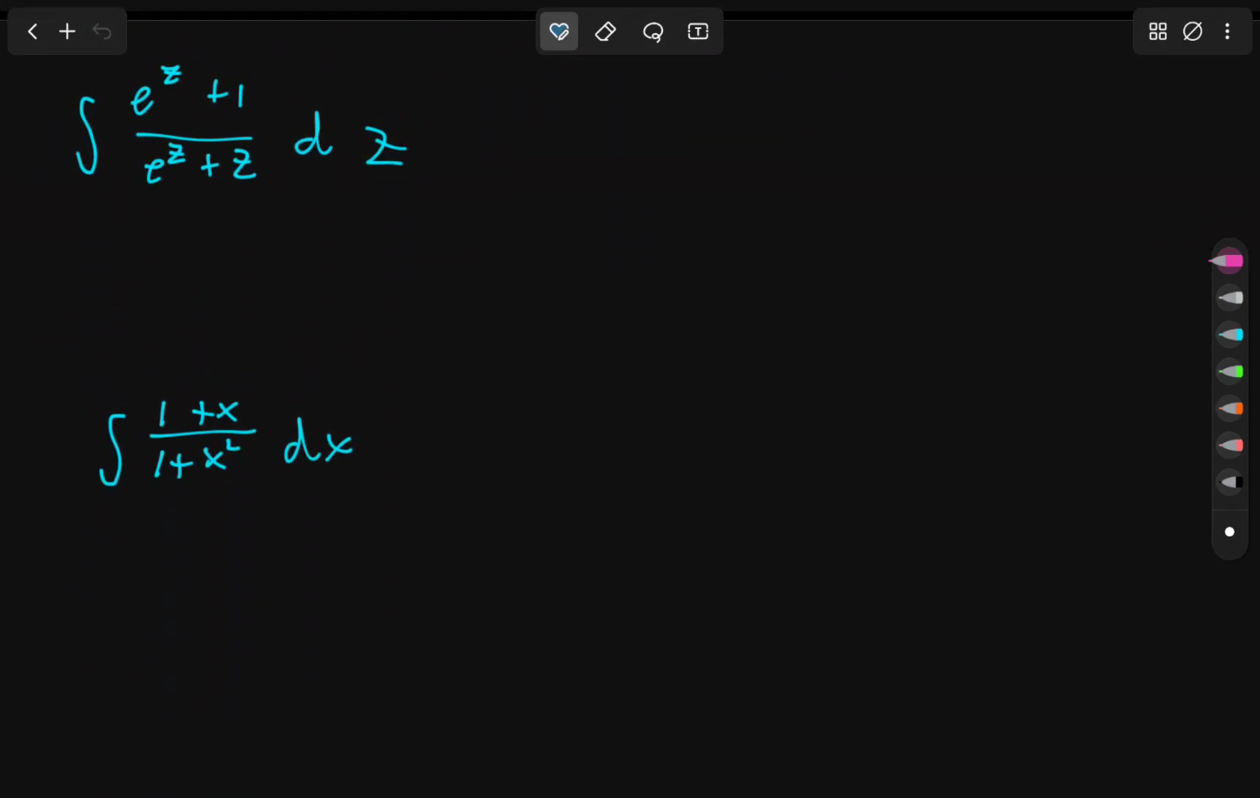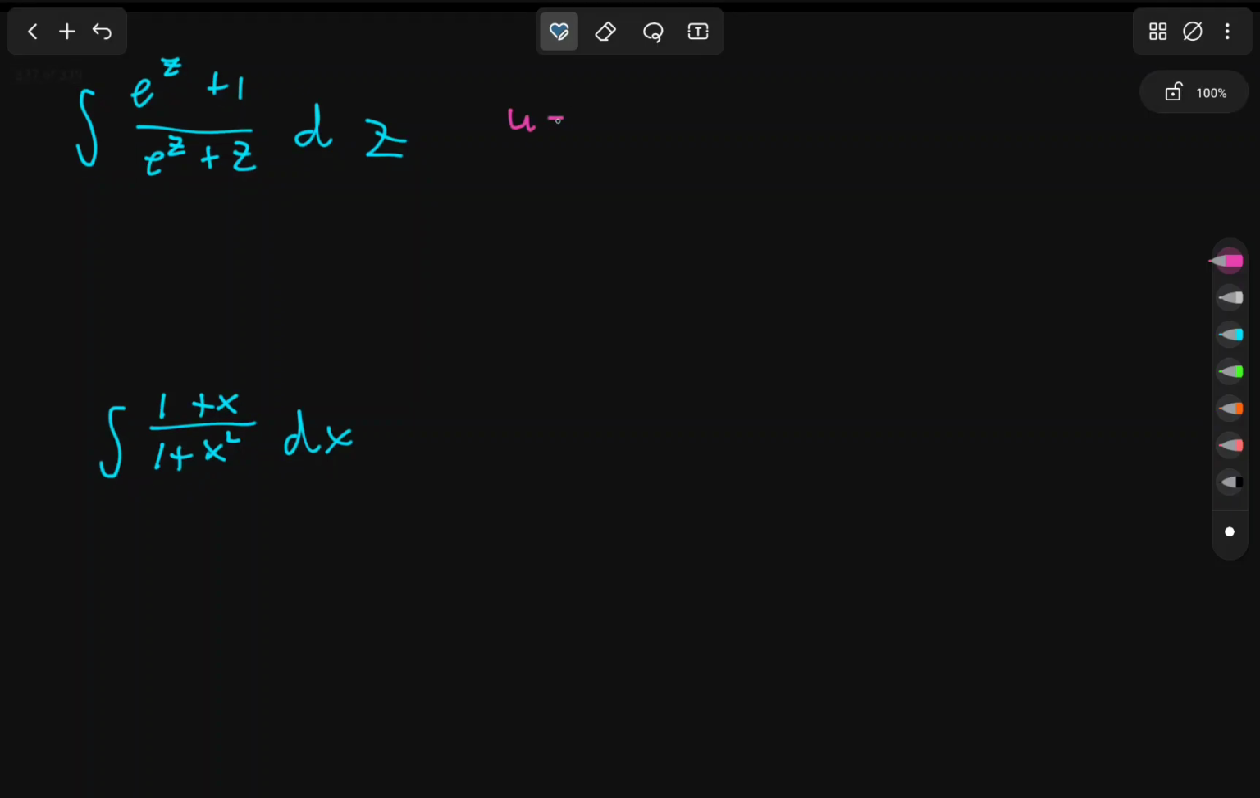For this next integral, I think a very good place to start with most integrals is setting u equal to the denominator. So we'll say u is equal to e to the z plus z. So then our differential du must be equal to e to the z plus 1 times dz. Now we need to solve for this differential dz. So in this case, we'll get du divided by e to the z plus 1. So now we can sub this into the integral.